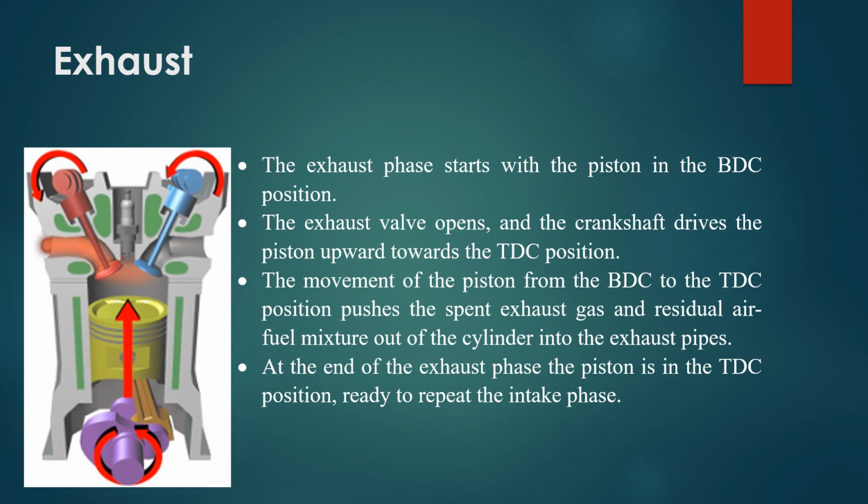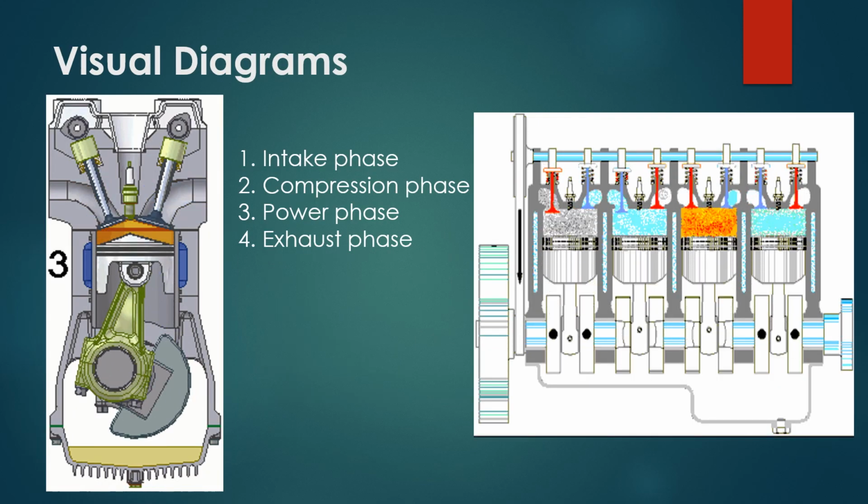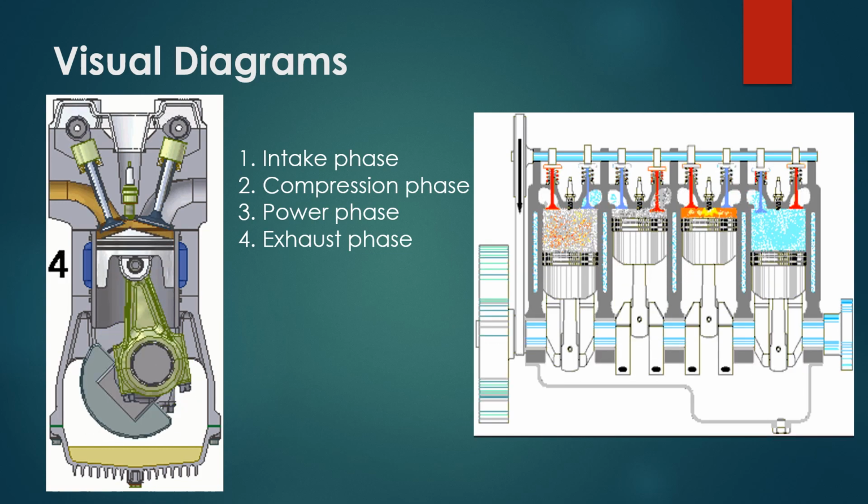With the exhaust valve open, the piston moves towards the TDC position, forcing the exhaust gases out of the cylinder and into the exhaust tubes to exit the engine. The engine is now ready to repeat all four phases again to keep producing power. The diagrams on these slides will help visually represent what we've learned in the previous slides.